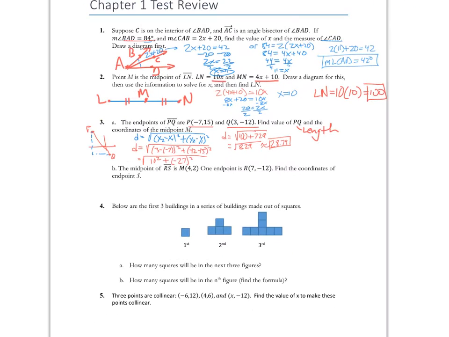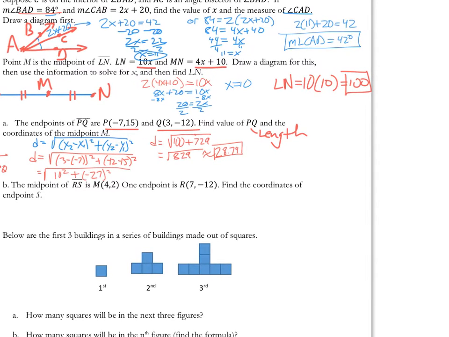Now if we want to find the midpoint, it is the average of the coordinates. So we're going to take those 2 coordinates and we're going to average them. Okay, so to find the x-coordinate of the midpoint, we're going to average negative 7 plus 3 divided by 2. That's negative 4 divided by 2, which is negative 2. The y-coordinate is 15 plus negative 12 divided by 2, which is going to be 3 divided by 2, which is 3/2. Leave it alone.